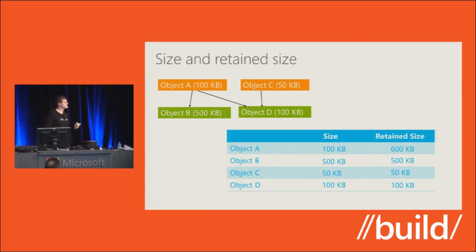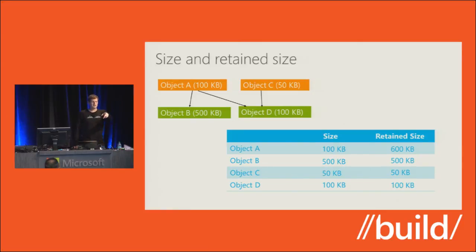So the question was, why is C 50 for the retained size? C is 50 for the retained size because A also holds a reference to D. So even if I collect C, D is still going to be held alive in memory by object A.